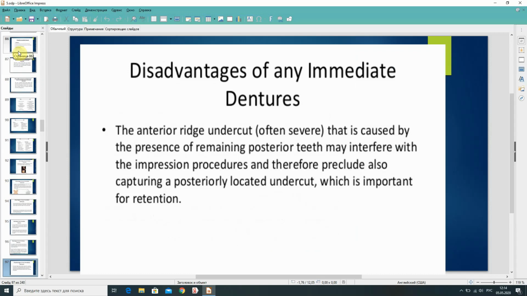Disadvantage of any immediate dentures. The anterior ridge undercut, often several, that is caused by the presence of remaining posterior teeth might interfere with the impression procedures and therefore preclude also capturing a posteriorly located undercut, which is important for retention.